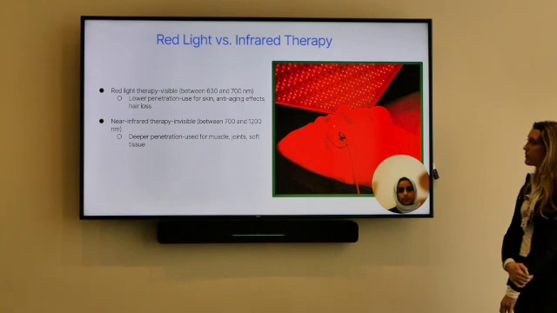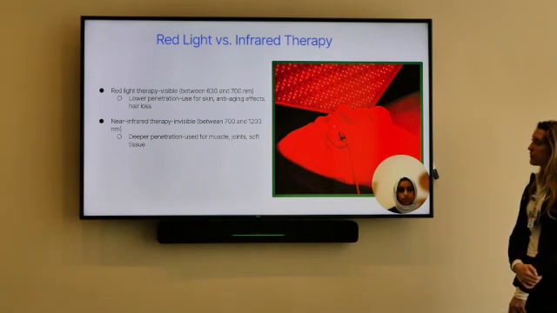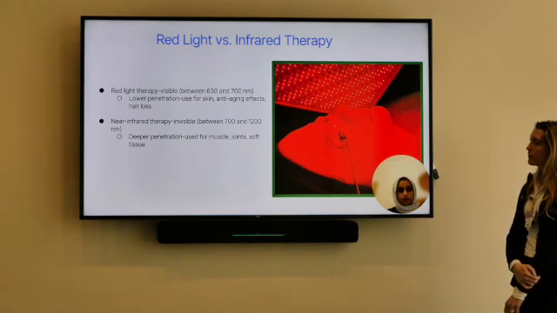therapy is visible. It's between 630 and 700 nanometers, and it's lower penetration. And from what I read, it's used for the skin, so anti-aging effects and hair loss are a couple of examples of what it's mainly used for.